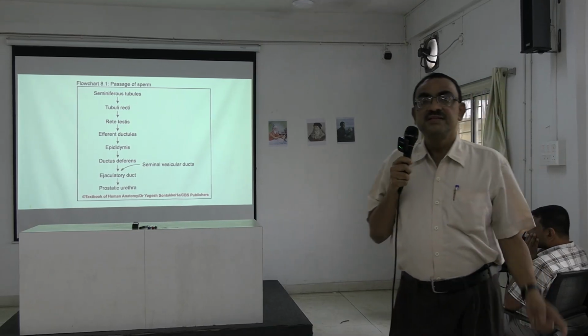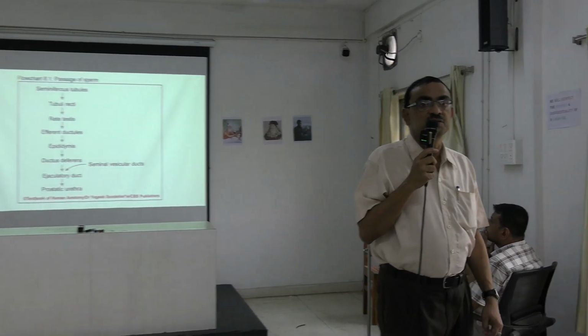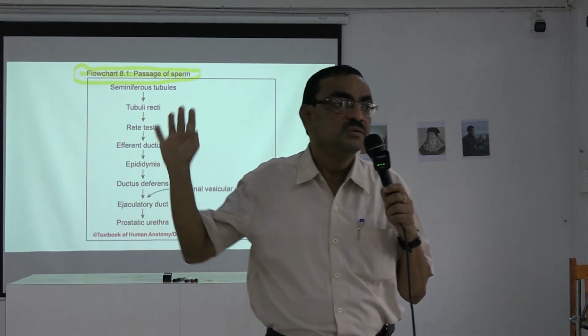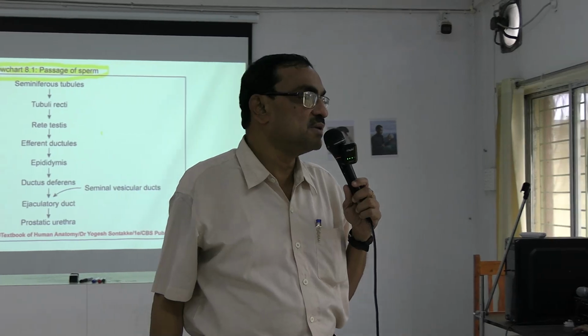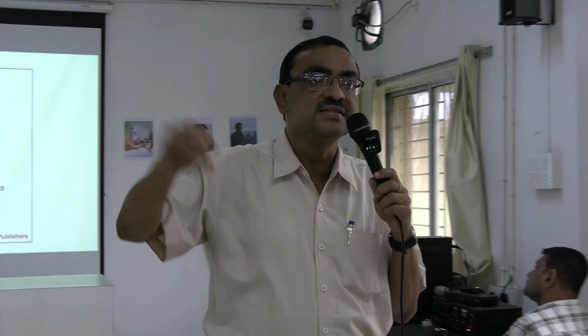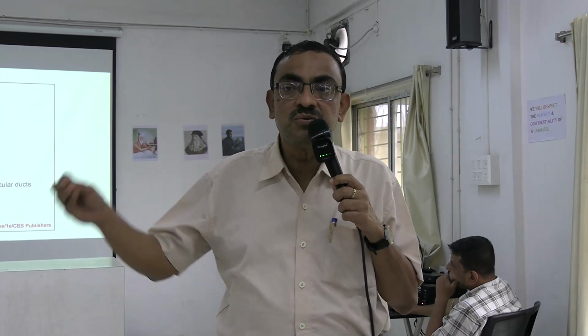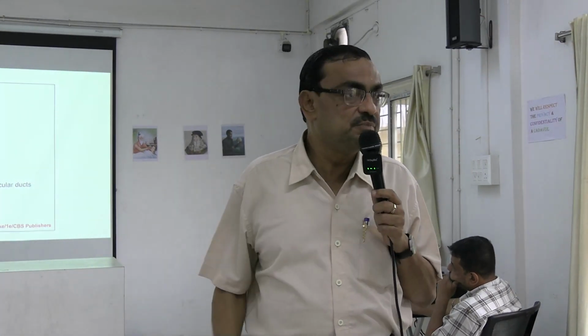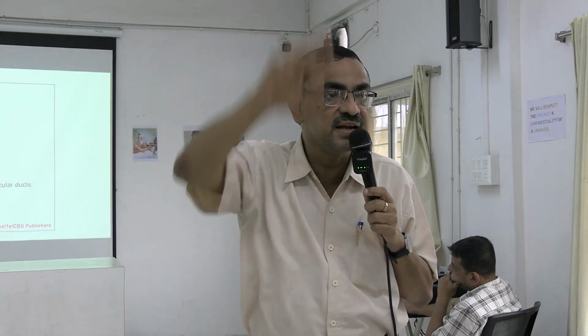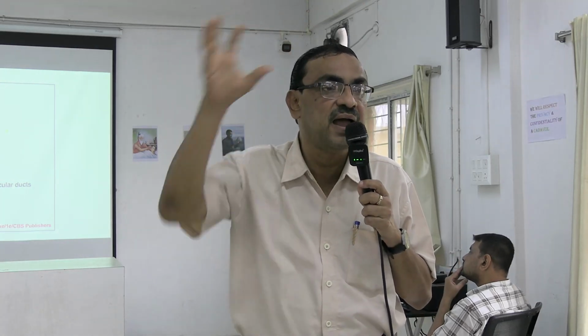Now, this is the passage of the spermatozoa. Spermatozoa is produced inside the seminiferous tubules of the testis. I will show you the details of that later. From where it is carried out through the efferent ductules. I will mention what are efferent ductules. Actually, there are straight tubules. From there, it enters into the efferent ductule. And efferent ductules, actually, they form the head of the epididymis.